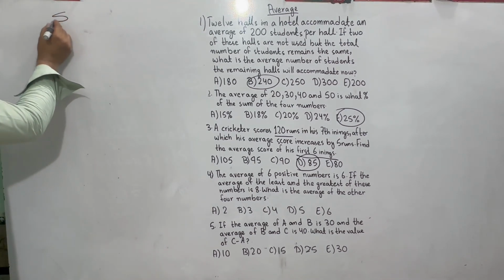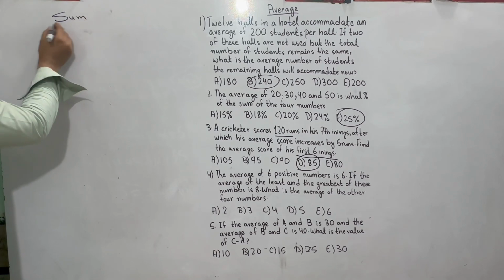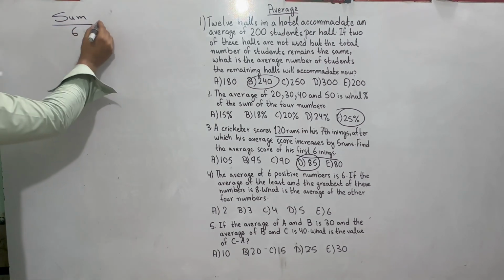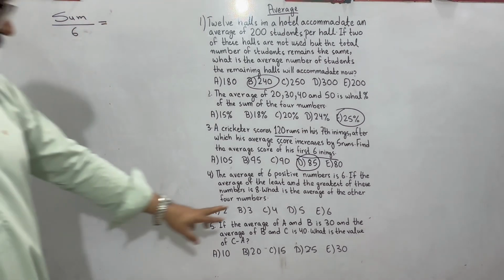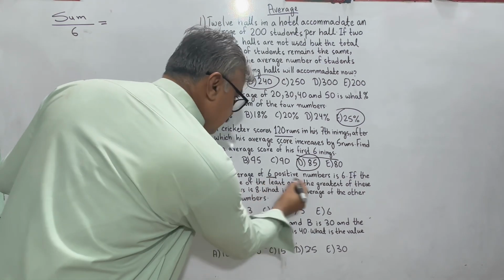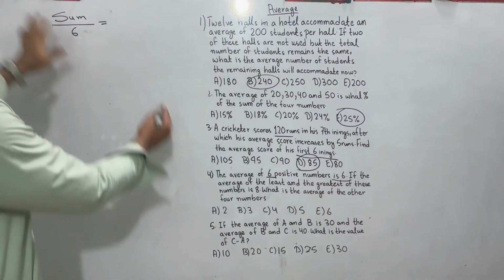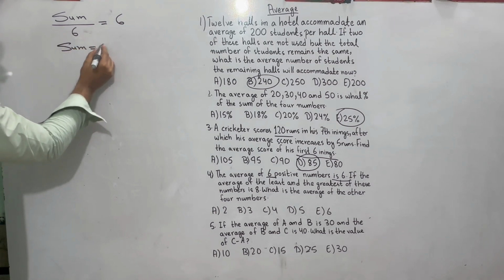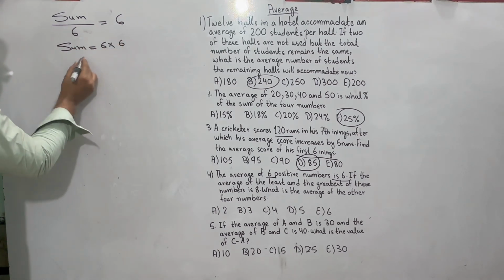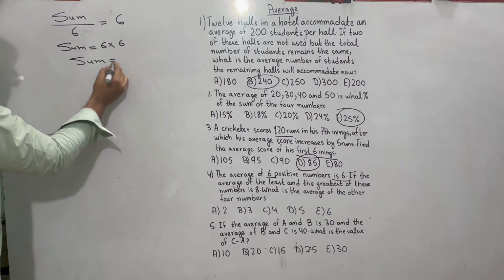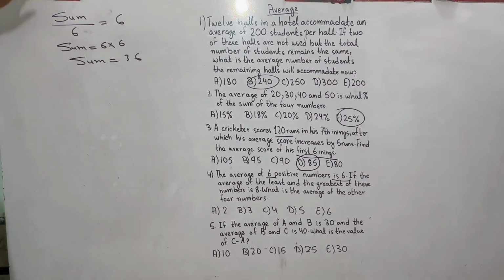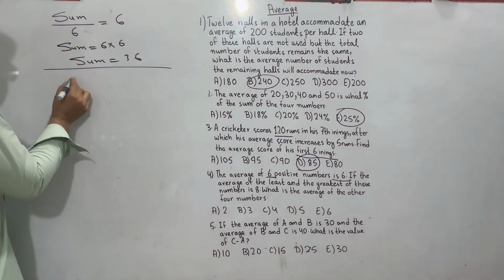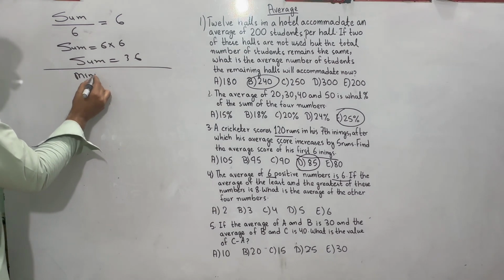Let me solve this with the same formula. Sum divided by 6 numbers, and the average is 6, given to us. So the sum of all these 6 numbers is 6 times 6, so the sum of all these 6 numbers is 36.